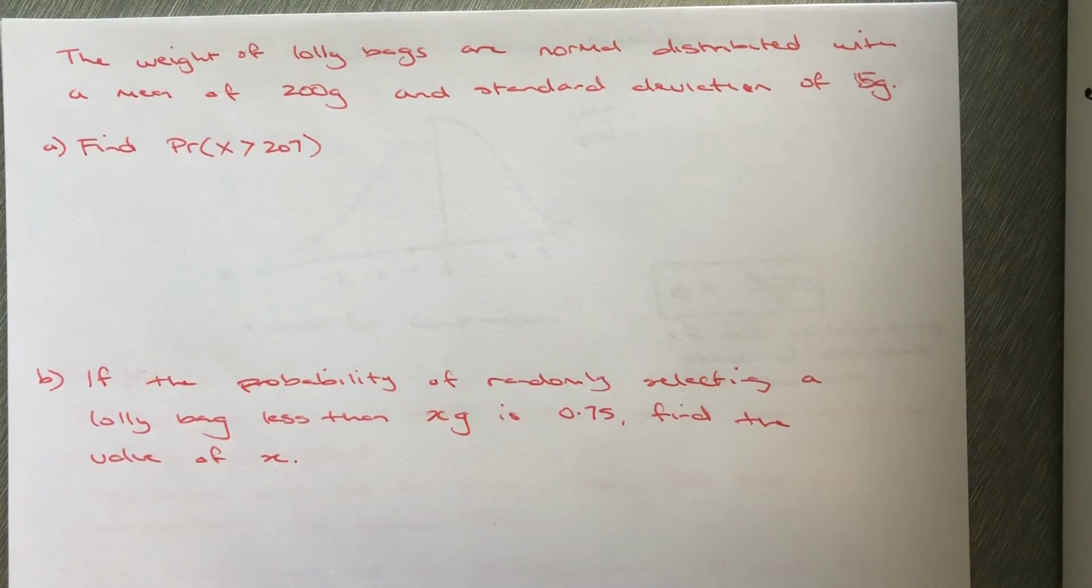Okay. Right, now let's try to answer it. The weight of lolly bags are normally distributed with a mean of 200 grams and a standard deviation of 5 grams. Find the probability of a result or an outcome which is greater than 207. So that must mean grams.